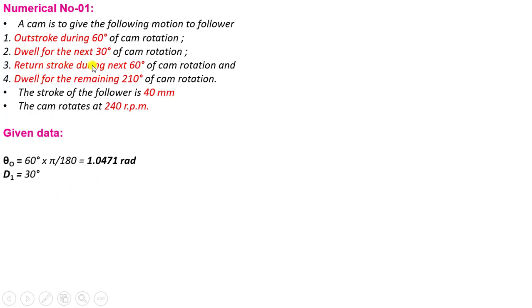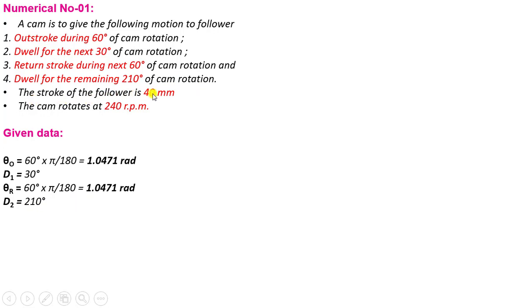Third, return stroke during the next 60 degree of cam rotation. Theta r is equal to 60 degree. Multiply it with pi by 180 to convert it into radians. Again dwell for the remaining 210 degree of cam rotation. So second dwell is provided.